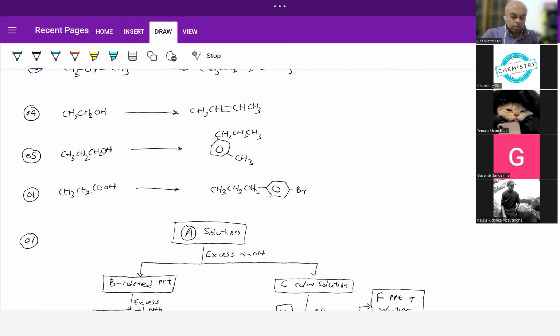CH3 CH2 OH converts into CH3, CH2, CH2OH, which converts into something, CH3, CH2, CH2, CH3. Okay, this is quite interesting one, right?